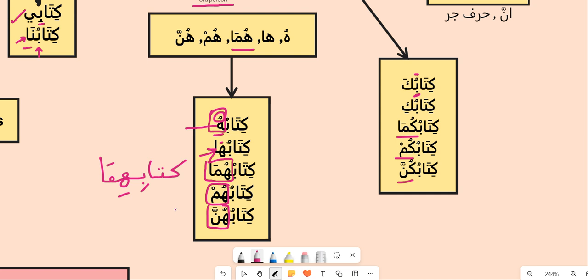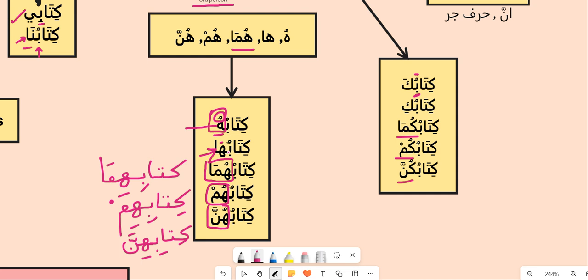Same happens with the hum. If it's a dhamma, the ha remains with dhamma. Kitabuhum, kitabahum. When ba has a fatha, it remains with dhamma. When it comes with kasra, kitabi, what happens? It changes to kasra, kitabihim. Same thing happens with hunna. When it comes with kasra, kitabi, it changes to hinna. From hunna it changes to hinna just because ba has a kasra.